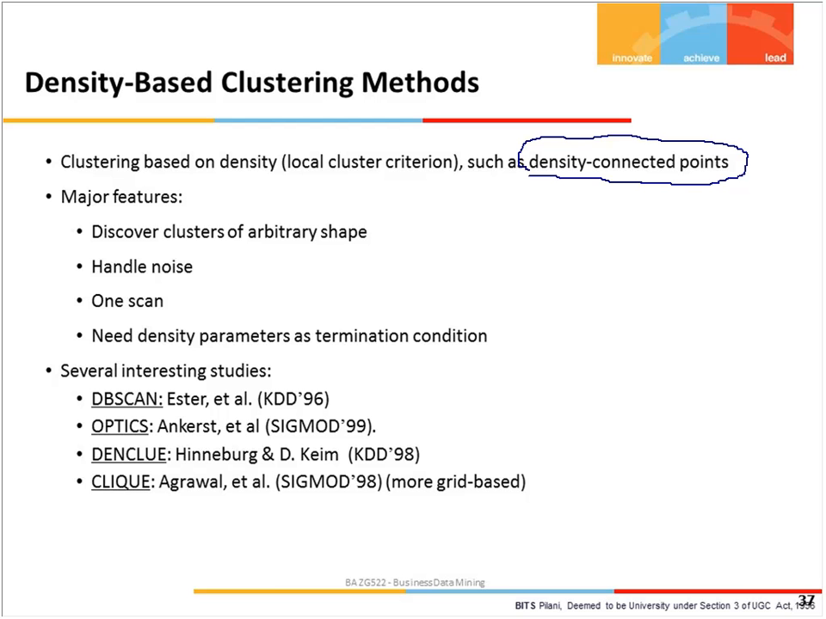You see, whether in India or abroad or anywhere, when it comes to a city, the first impression that you get is the density of population. So density is the strength of the neighborhood within a defined neighborhood. Okay, so the advantages of density-based clustering are that it can find clusters of arbitrary shape, it can handle noise very well, it can solve the problem with a single scan, and it may require some density parameters as a termination condition.